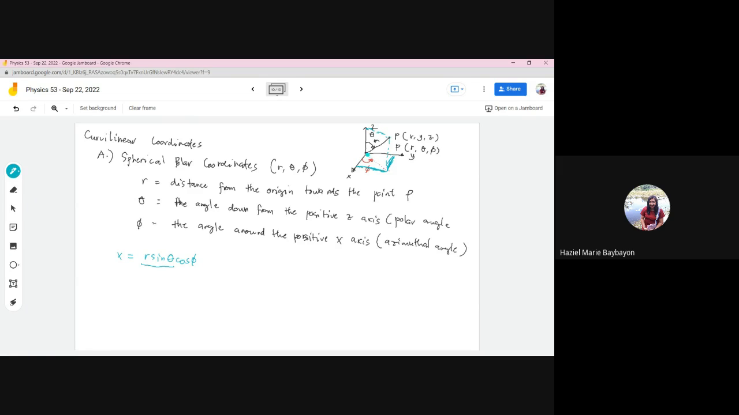So, since this is a right triangle, this is your hypotenuse. The hypotenuse has a length equal to r sine theta. Then this length is equal to the hypotenuse multiplied by cosine phi, class. Cosine phi because it is adjacent to angle phi, right? So that is why you have r sine theta cosine phi. Okay, did you get it?